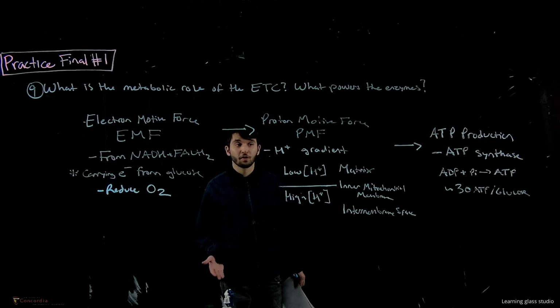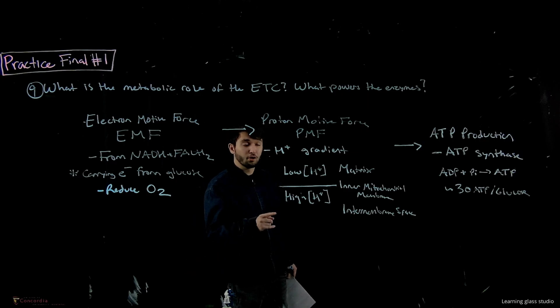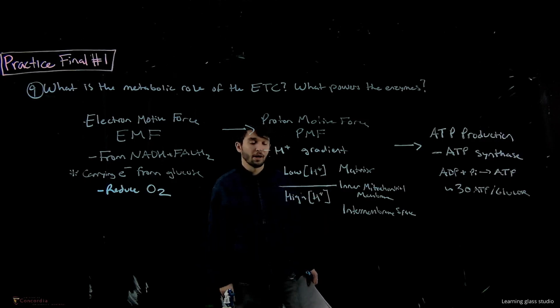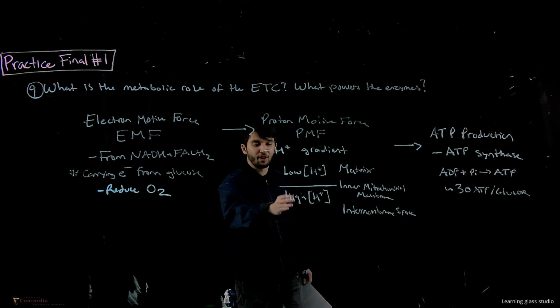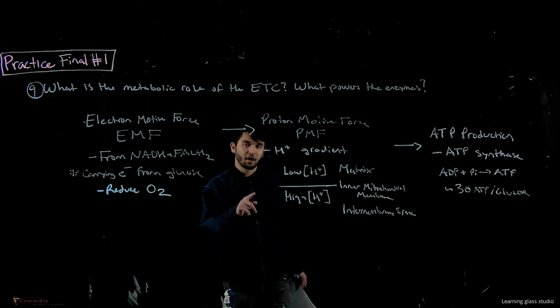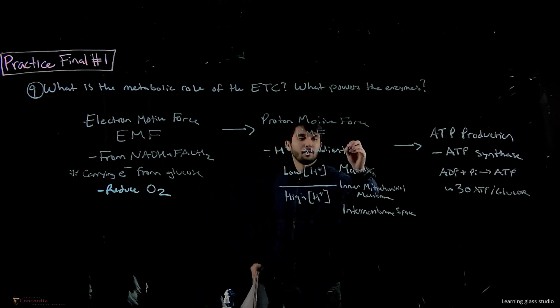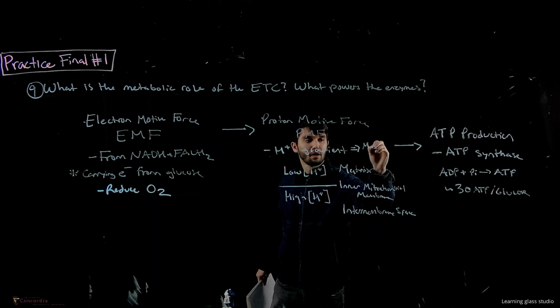What is proton motive force? This is a hydrogen ion, H plus, gradient across the inner mitochondrial membrane. So within the matrix, which is the inner part of the mitochondria, you have a low H plus concentration, and in the intermembrane space, you have a high H plus concentration. This concentration gradient is what powers ATP synthase, and the H plus gradient is generated by the electron transport chain.